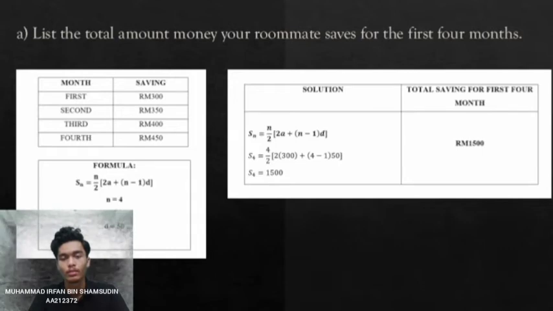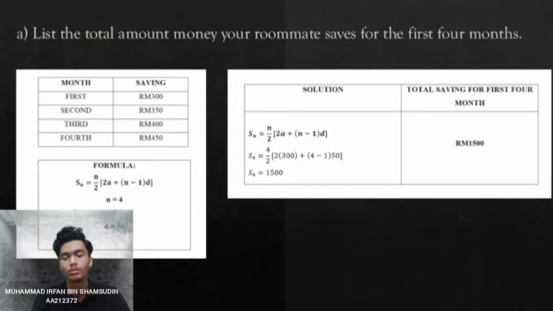So we just put that information into the formula. S4 equals 4 divided by 2, bracket 2 multiplied by 300 plus bracket 4 minus 1 multiplied by 50. So the answer is S4 equals 1,500. So the total saving for the first 4 months is RM1,500.